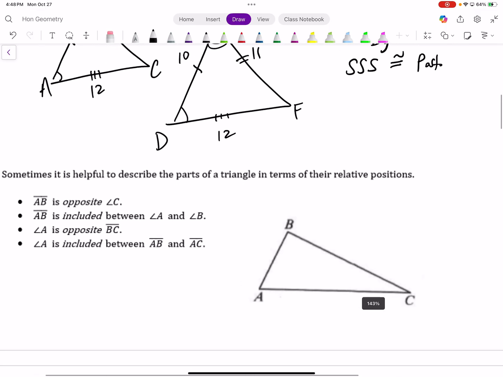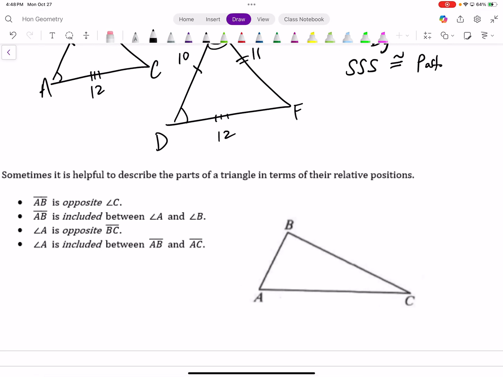Okay, so sometimes it's helpful to describe the parts of a triangle in terms of their relative position. A lot of times we'll talk about what's opposite this and what's included here. So here's some vocabulary. Side AB is opposite angle C because it's the angle that sits across from it. The second one: side AB is included between angles A and B. So you take the side that connects those 2 vertices where those angles sit. A lot of times you'll hear people say that those are included.